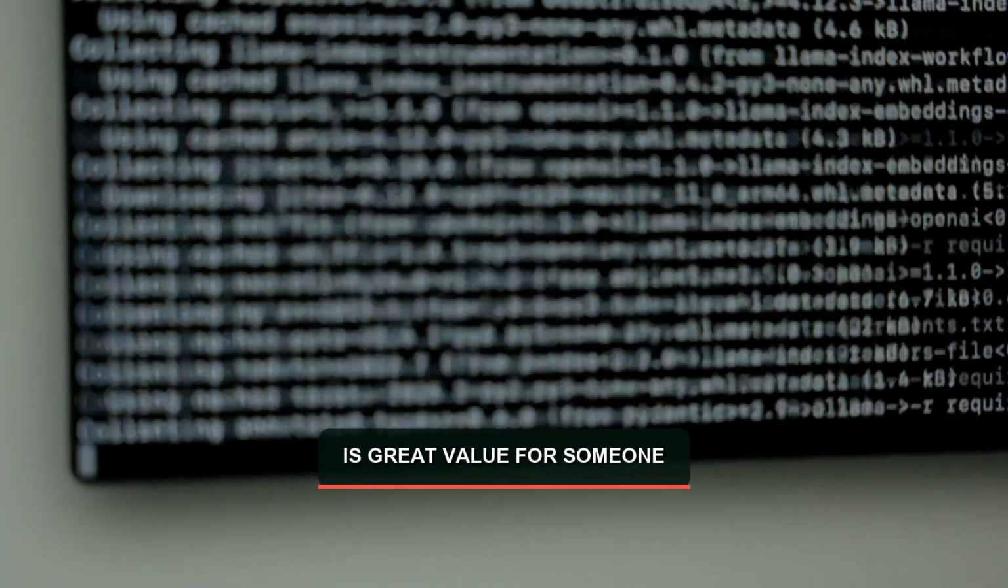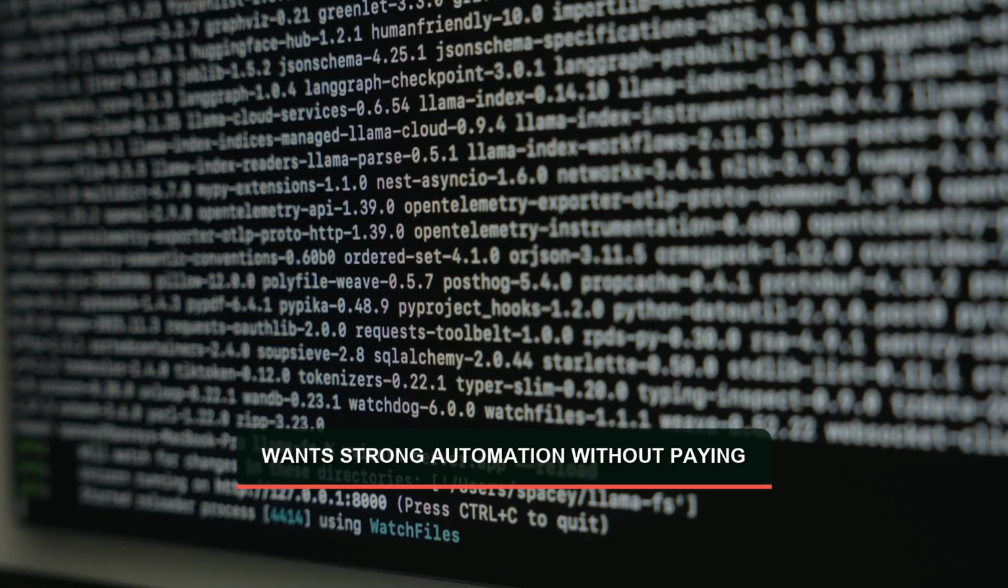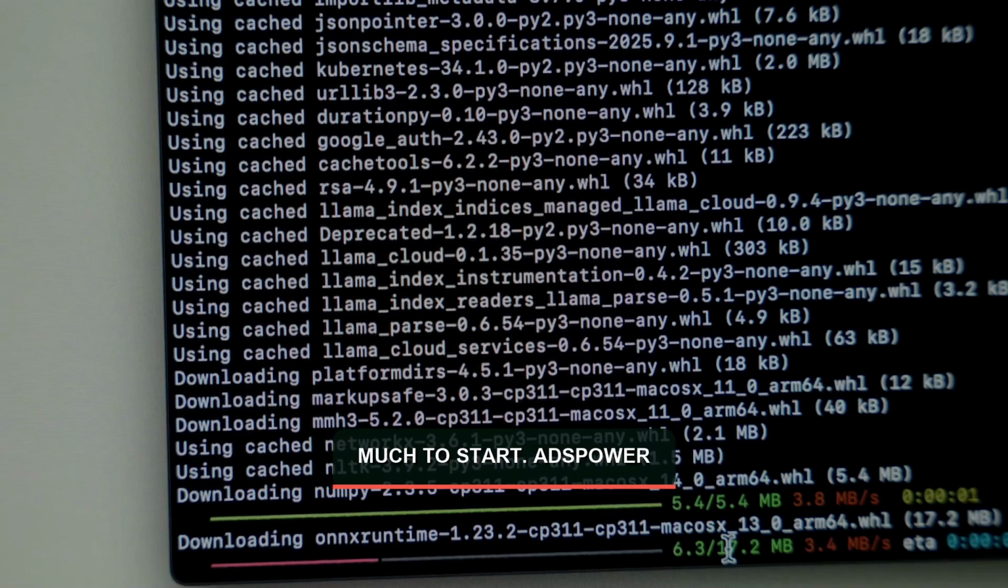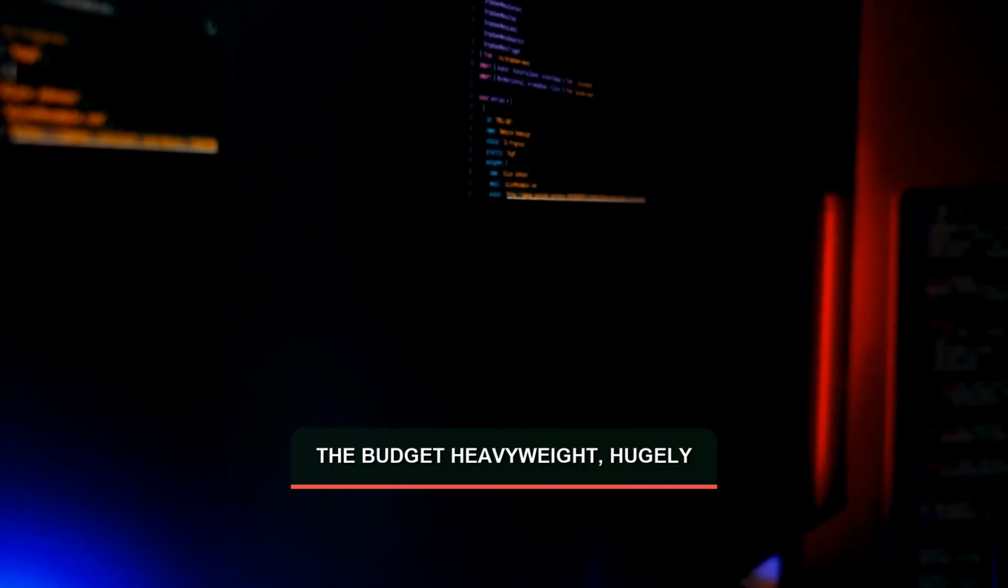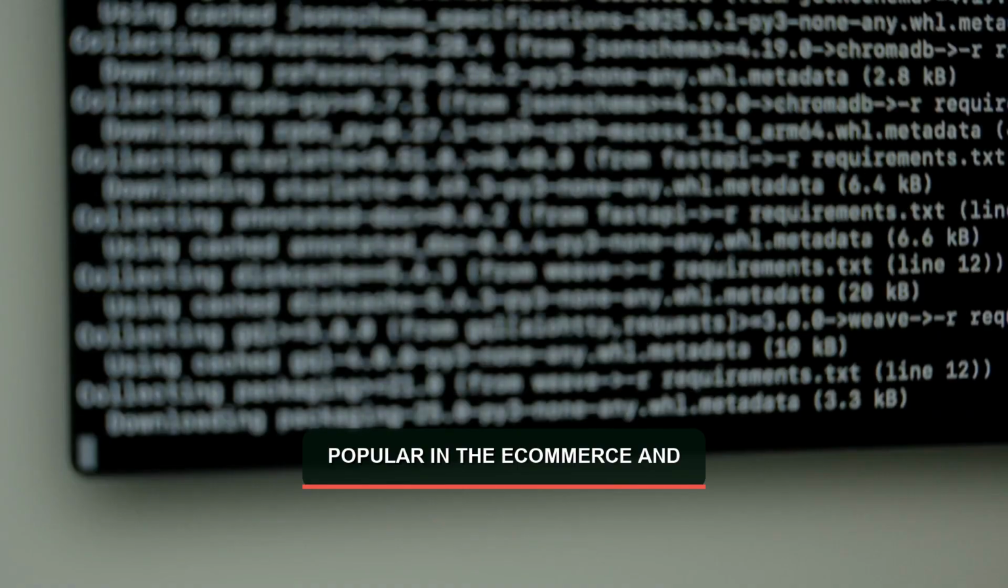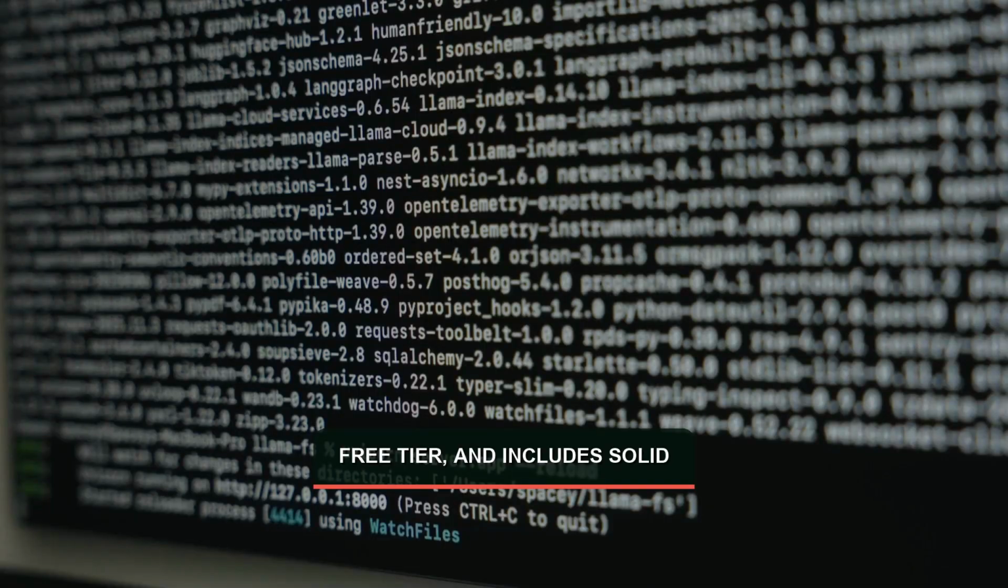So Dolphin is great value for someone running paid ads across many accounts or anyone who wants strong automation without paying much to start. AdsPower rounds out the four and is the budget heavyweight, hugely popular in the e-commerce and multi-account world because it is cheap, has a big free tier, and includes solid automation and an API for scaling.